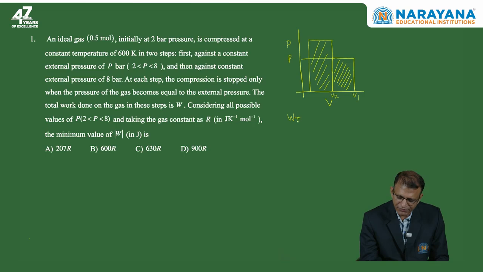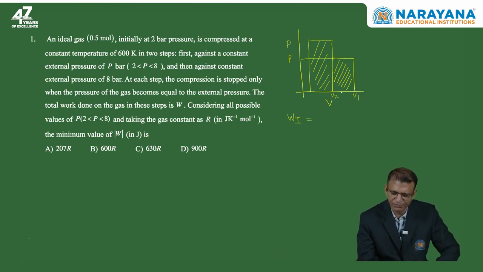While moving in step 1, the work done is equal to minus P external times the volume change. Since it is compression, the final work done should be positive. So we are starting against a constant pressure of P bar, and I am writing the magnitude of work done. Since it is compression, the magnitude of work done will be pressure into volume change. So V1 minus V2, because I have to make it positive. So this is the work done in the first step.